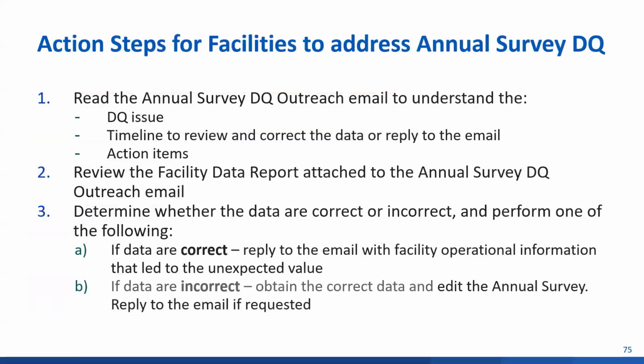These are the action steps a facility should take if they receive a data quality outreach email. First, read the email to understand the potential data quality issue. Know any deadlines provided in the email and understand the action items. Next, review the facility data report attached to the email. Lastly, determine whether the data are correct or incorrect. If the data are correct, reply to the email explaining that the data are correct and what led to the unexpected value. If the data are incorrect, collect the correct data and edit the annual survey. Respond to the email if requested. Next slide.